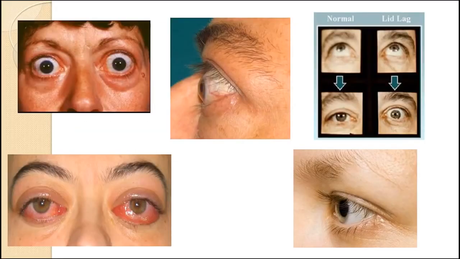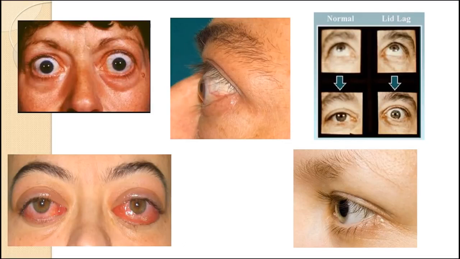Okay. So here are some examples of proptosis, like the shocked look. You've got periorbital swelling around here as well. That's the lateral view. You see almost like a triangle coming out. Here is the conjunctivitis, the redness of the eye, often quite painful, with chemosis, which is like swelling of the conjunctiva. This is the lid lag I was talking about.